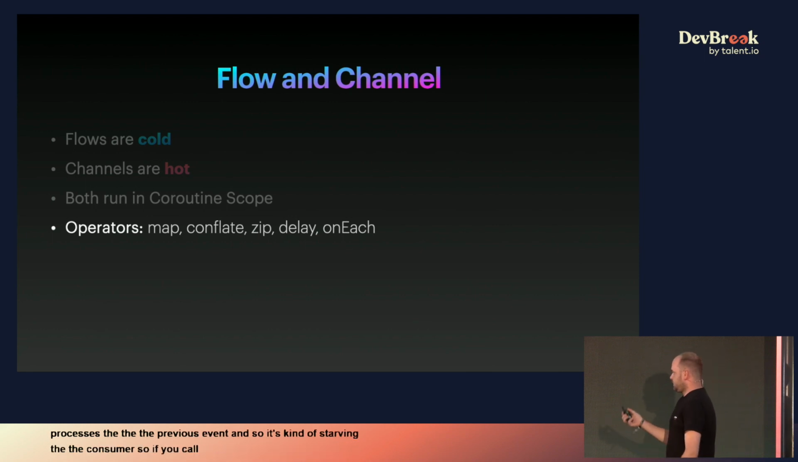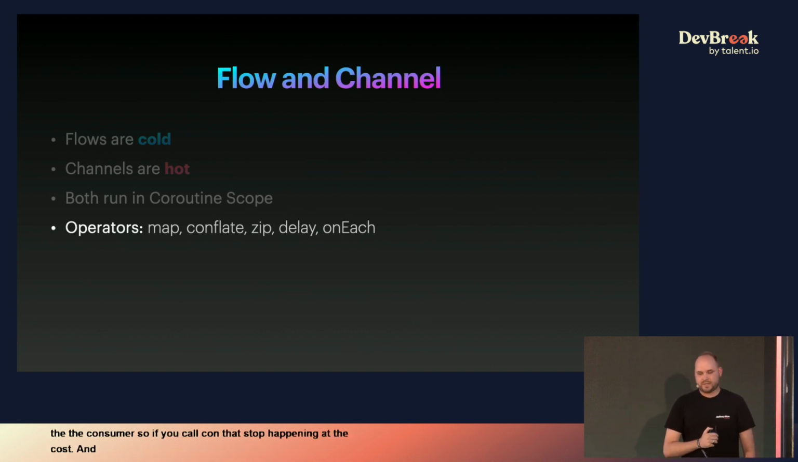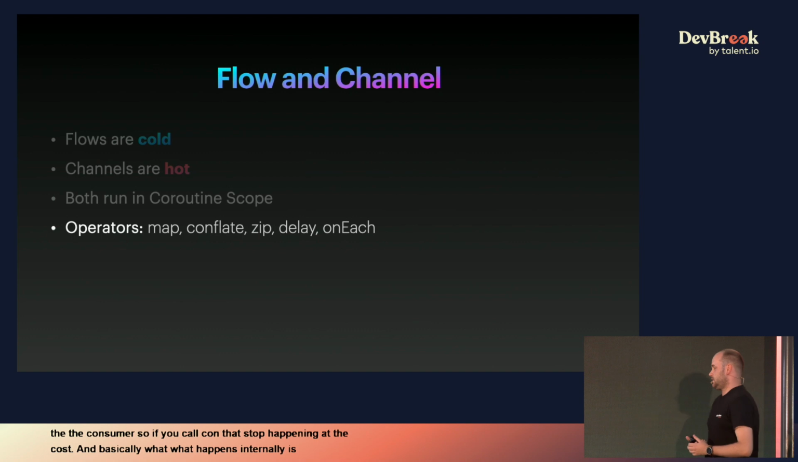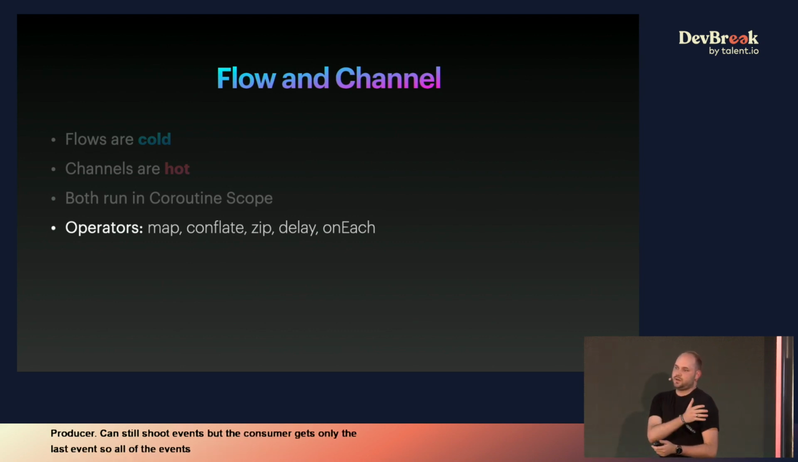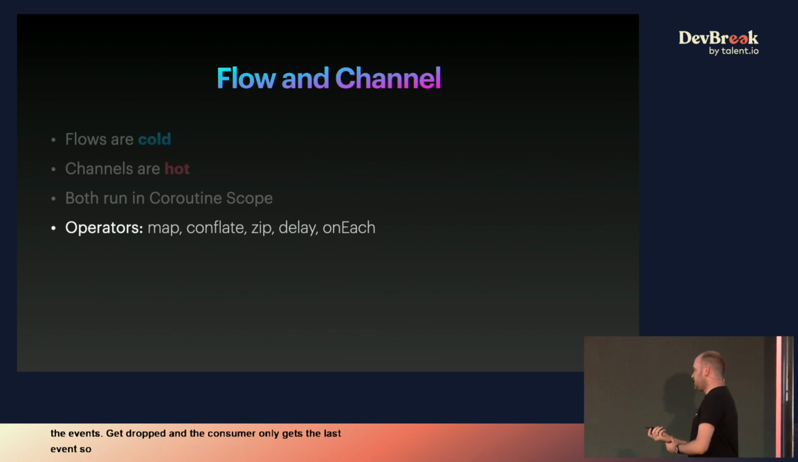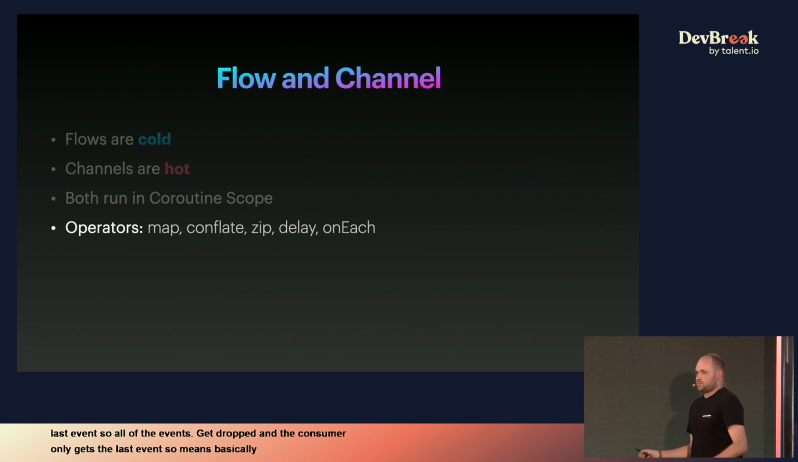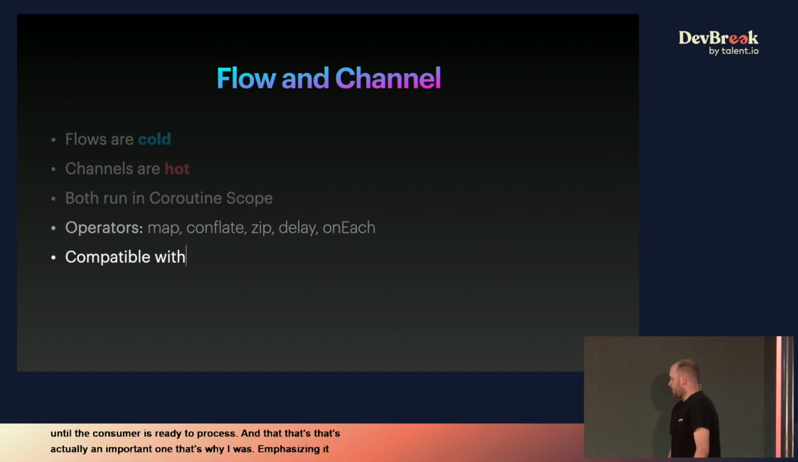So if you call conflate, that stops happening, at a cost. Basically what happens internally is that the producer can still shoot events, but the consumer gets only the last event. All of the events get dropped, and the consumer only gets the last event. So conflating means basically just drop everything until the consumer is ready to process. And that's actually an important one. That's why I was emphasizing it.